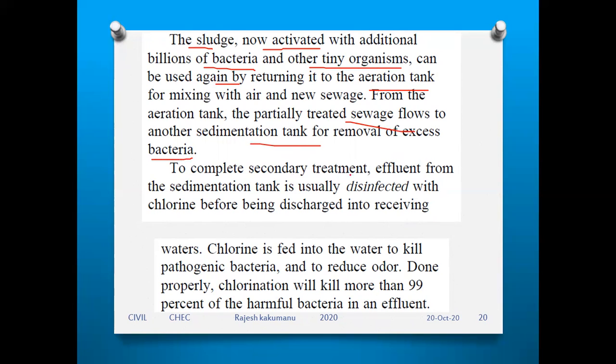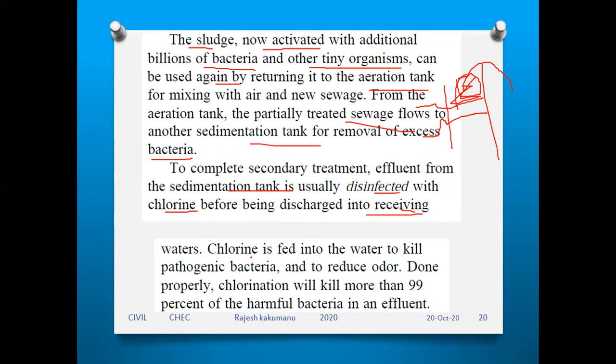To complete the secondary treatment process, effluent from the sedimentation tank is usually disinfected with chlorine before being discharged into the receiving stream. At the end of the sedimentation tank and the start of the tertiary treatment, you have a disinfection step. So here we are adding chlorine to this effluent water before it goes into the next receiving stream.